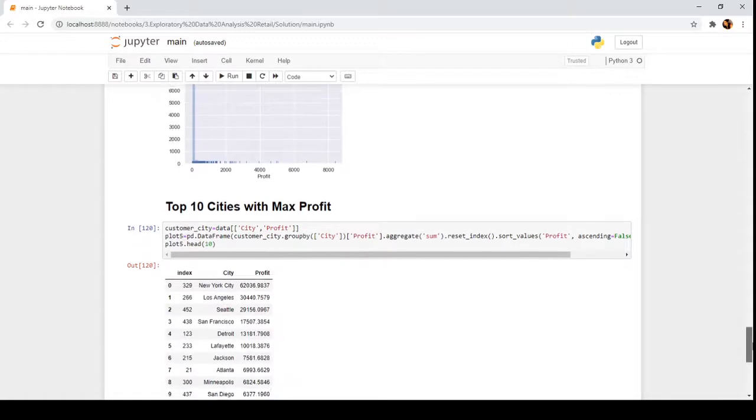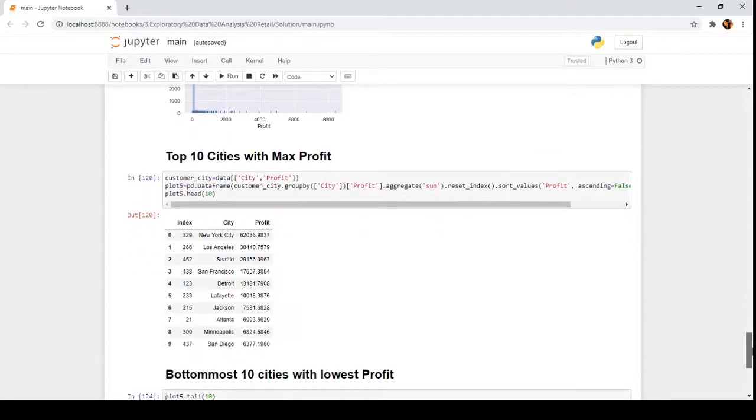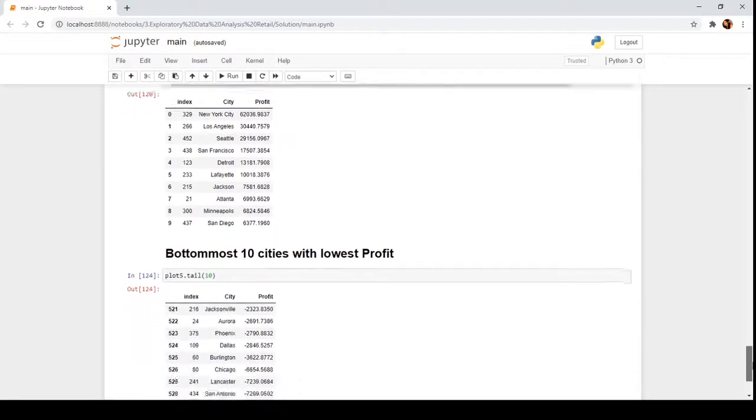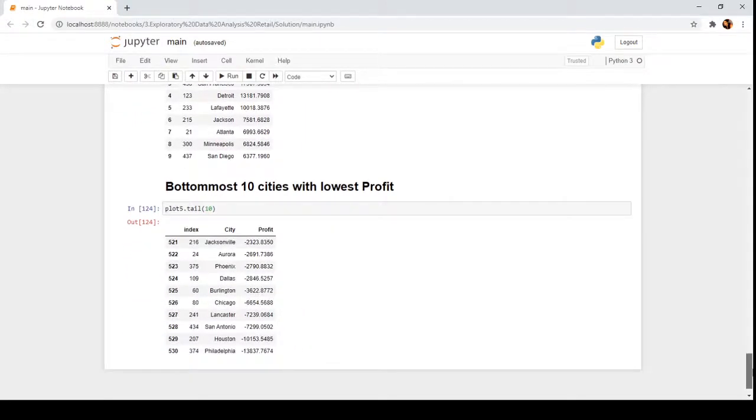Now you can see the top 10 cities generating maximum profit, and the bottom 10 cities with the lowest profit. So here it is done.